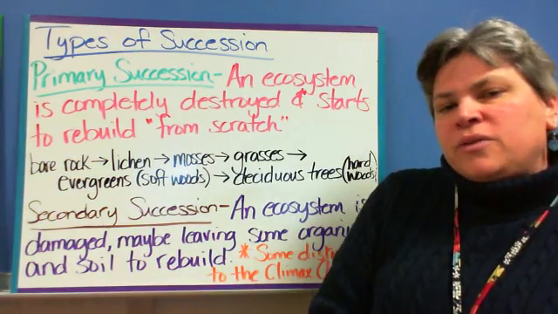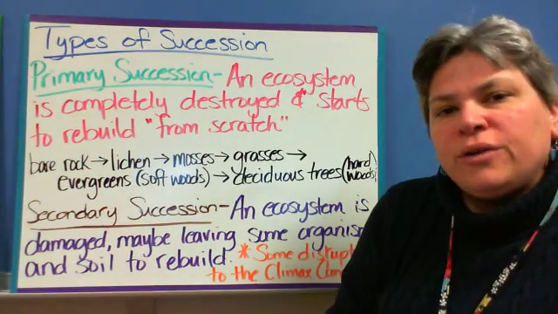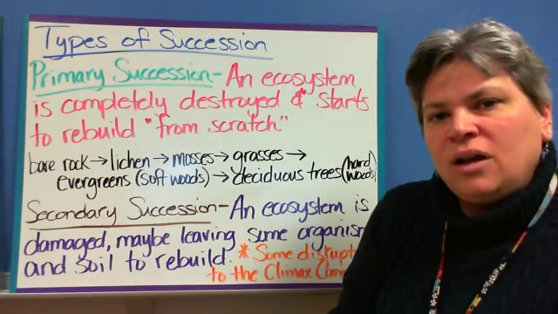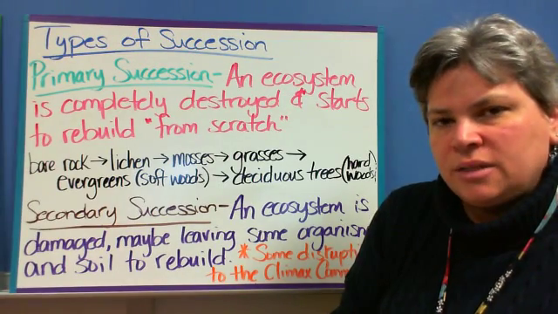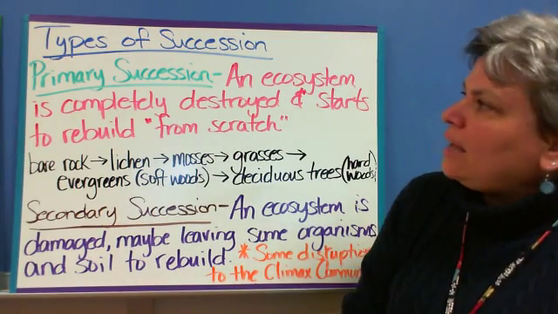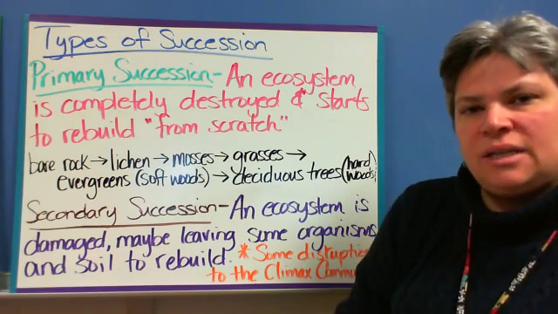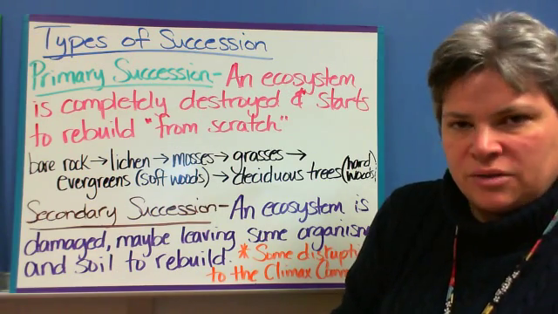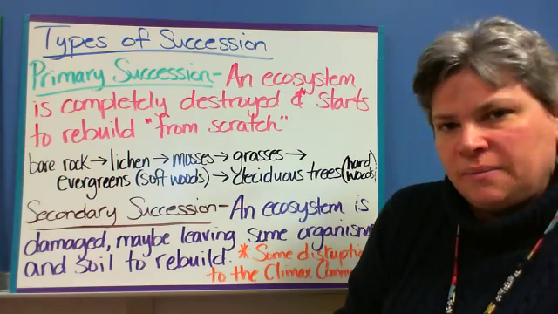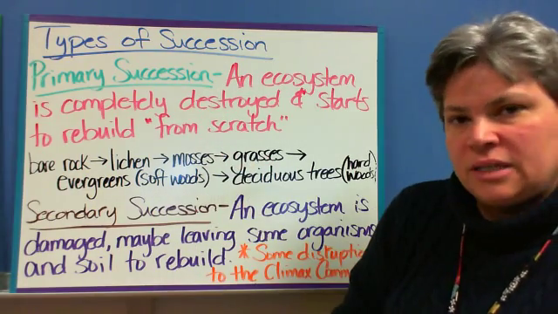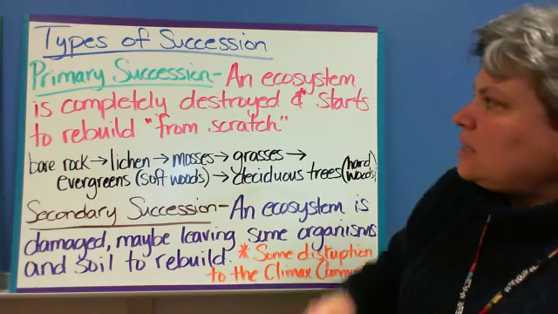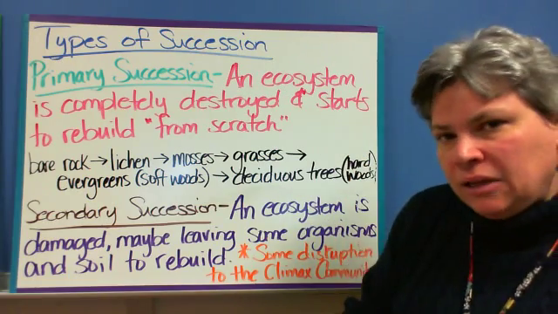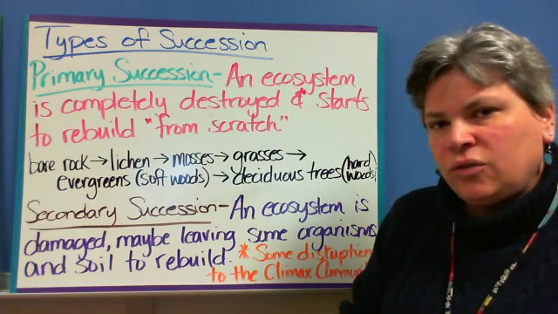So at this point, we've talked about where on Earth things live, and we've talked about how to maintain that ecosystem. So now what we need to look at is a little bit more of the types of succession. How do we form that ecosystem? There's two different ways we can do it. The first one is called primary succession. With primary succession, the ecosystem is completely destroyed, and we need to start over from scratch.